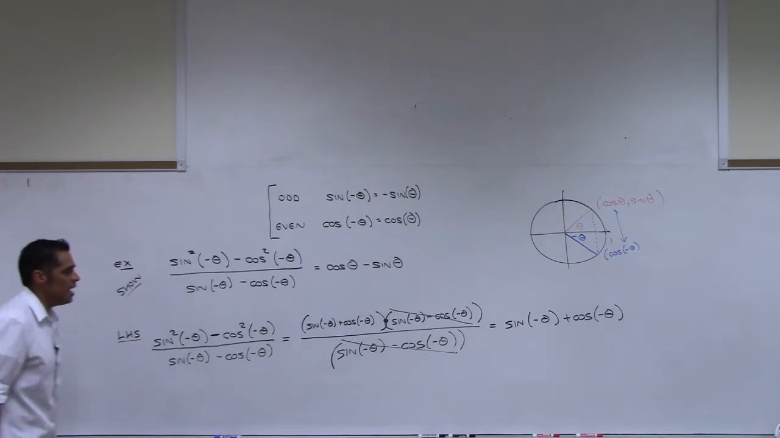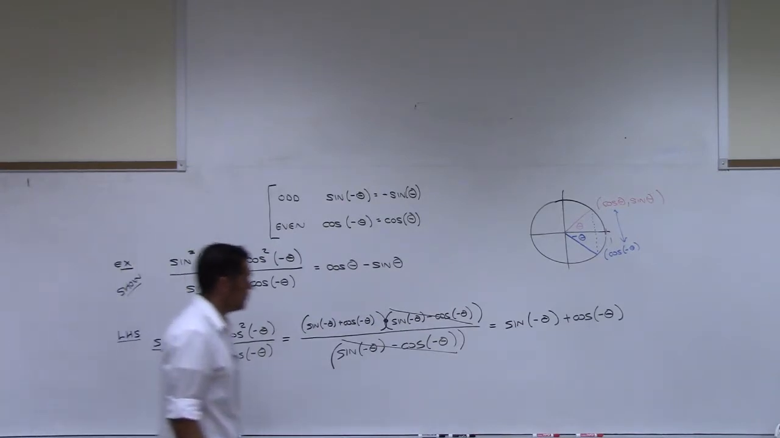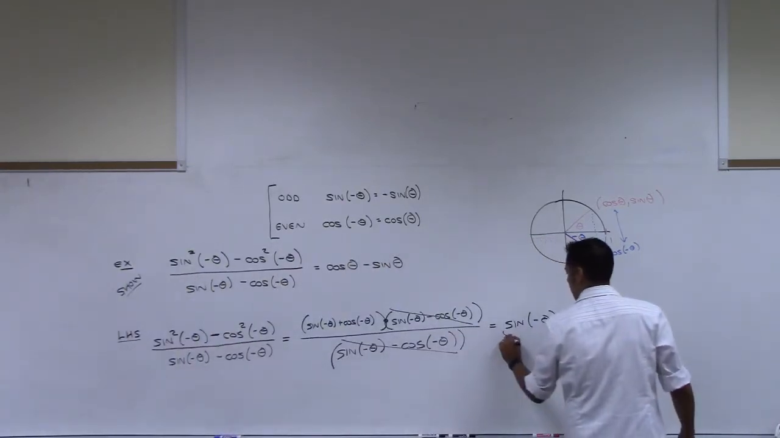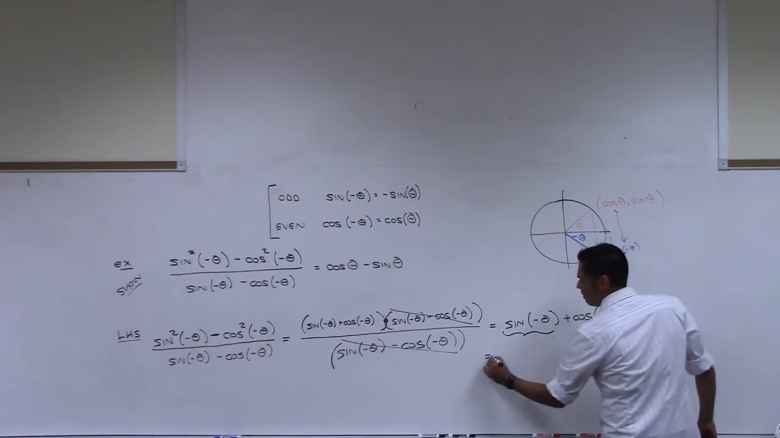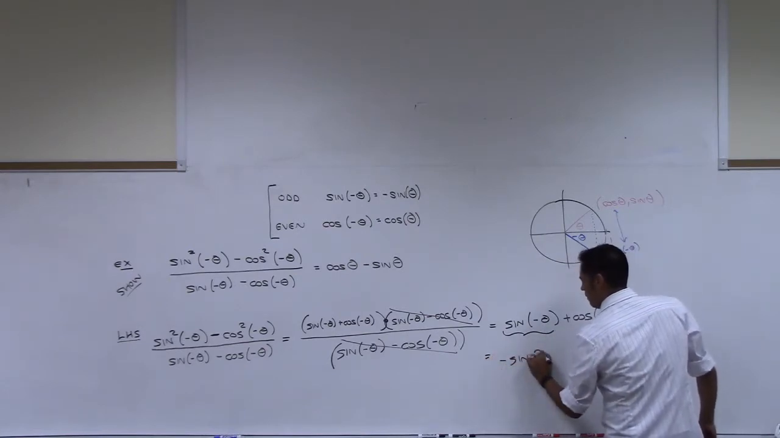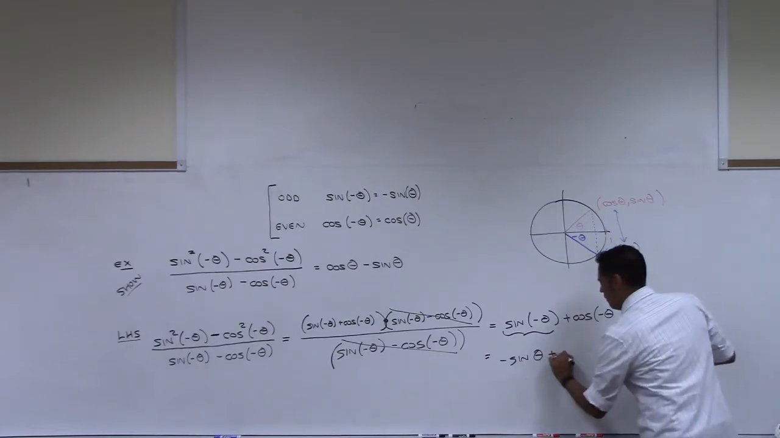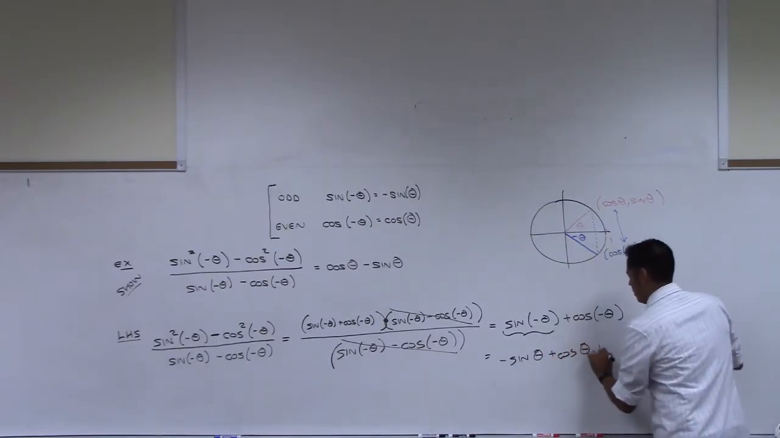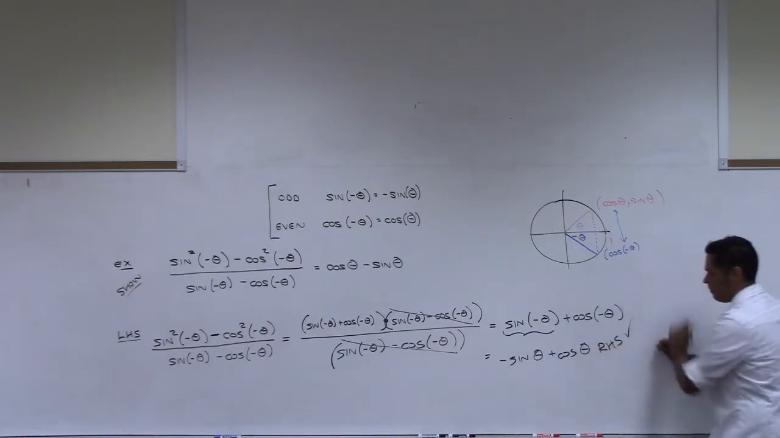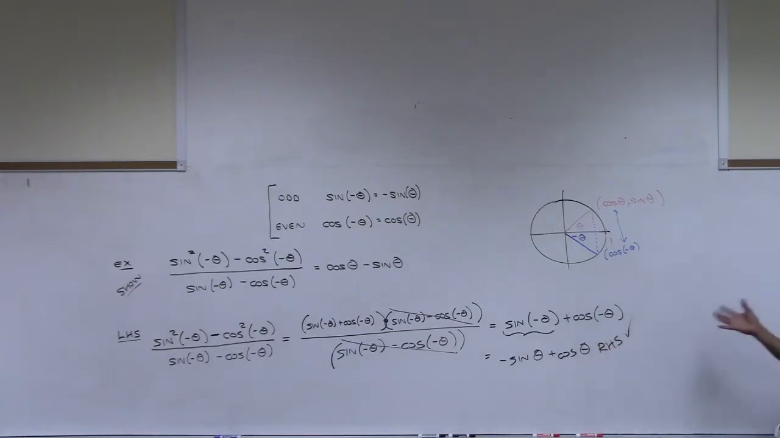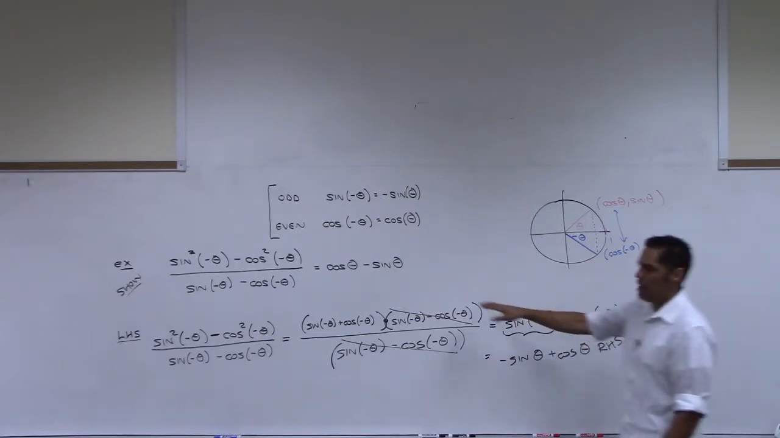So how can I use that now? What is this, according to the odd property? This is negative sine theta. And then what is this? Just cosine theta. And this is the right-hand side. Isn't it? It's just changed the order, but it's the right-hand side. So I got it to turn into that.